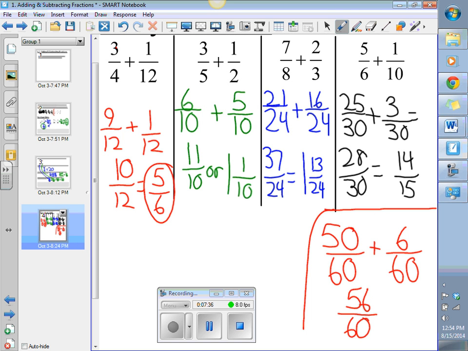Kind of a big number, definitely not in lowest terms. If we work our way all the way down, we can divide each part by 4. It gets us down to that same final answer. So however you get to your final answer is fine by me. Just make sure it's always in lowest terms and as accurate as can be. This concludes today's lesson on adding and subtracting fractions.